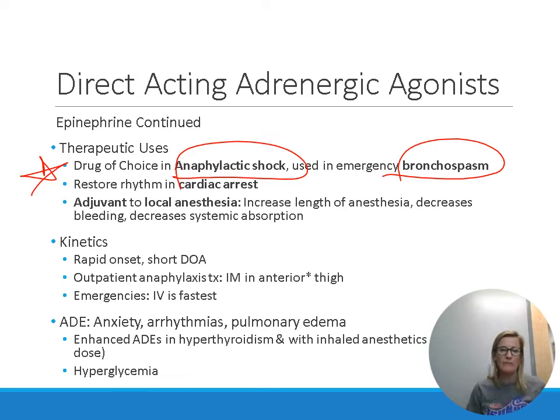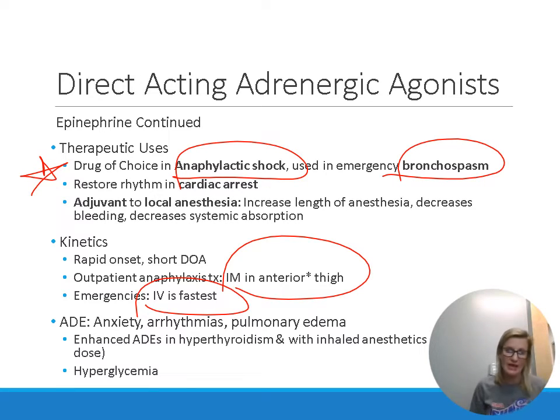Outpatient, when we use it for anaphylaxis, again, I mentioned this, it's used IM in the anterior or anterolateral thigh. If we're in the emergency room, we typically will give it IV instead because that's faster. IM's pretty fast, but even if it's just seconds that you're saving, IV is fastest in an emergency.